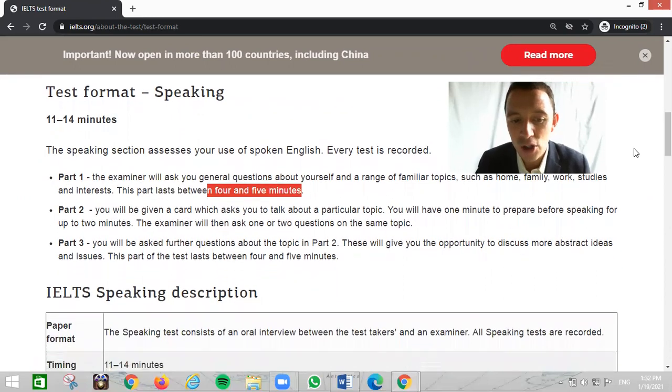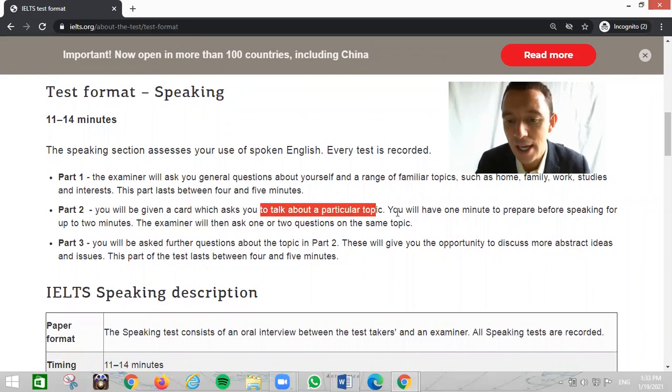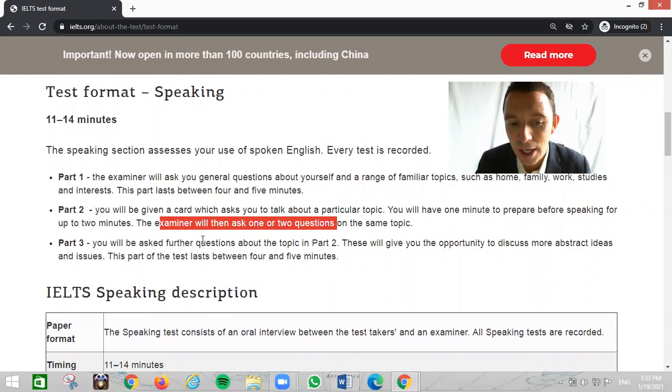Okay, part 2, you will be given a card which asks you to talk about a particular topic. You have 1 minute to prepare the card before speaking for 2 minutes about the card. The examiner will then ask 1 or 2 questions on the same topic. And in part 3, you will be asked more or further questions about the topic in part 2.